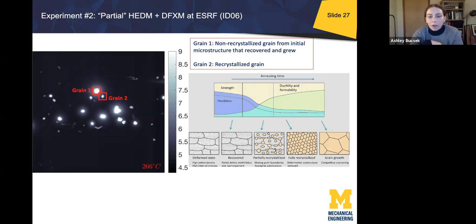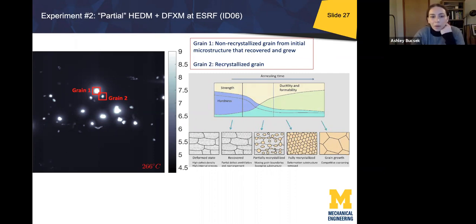But by rough calculation, we're seeing in both the HEDM data and this partial HEDM data that about 50% of the grains in the final microstructure had existed in the initial microstructure. They just weren't consumed by that recrystallization process. That being said, about 50% of the grains in the initial microstructure were consumed by the recrystallization process.